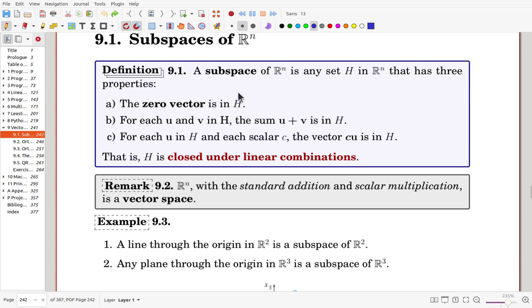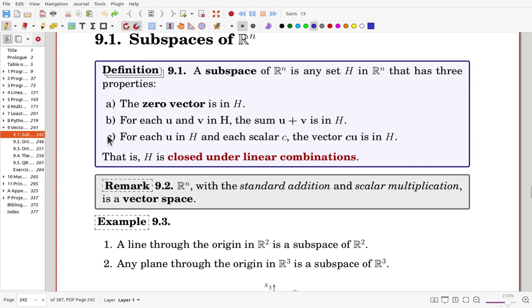A subspace of Rn is any set H in Rn that has three properties. The zero vector is in the set. For each u and v in H, the sum is in the set. For each choice of u in H and each choice of scalar c, the scalar multiple is in the set. If these three conditions are satisfied, then the set is a subspace of Rn.